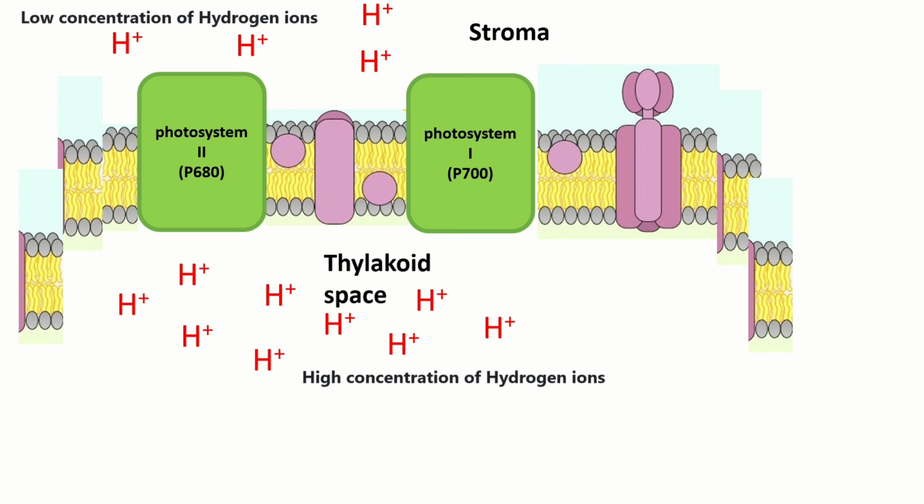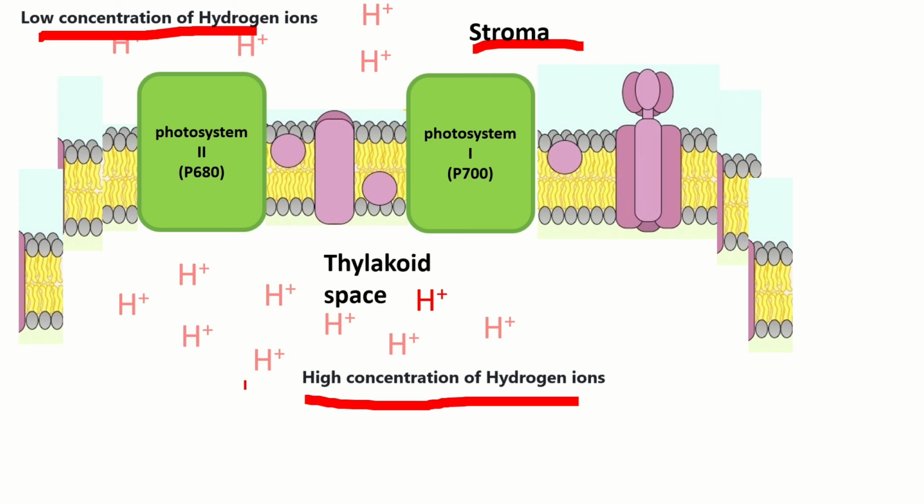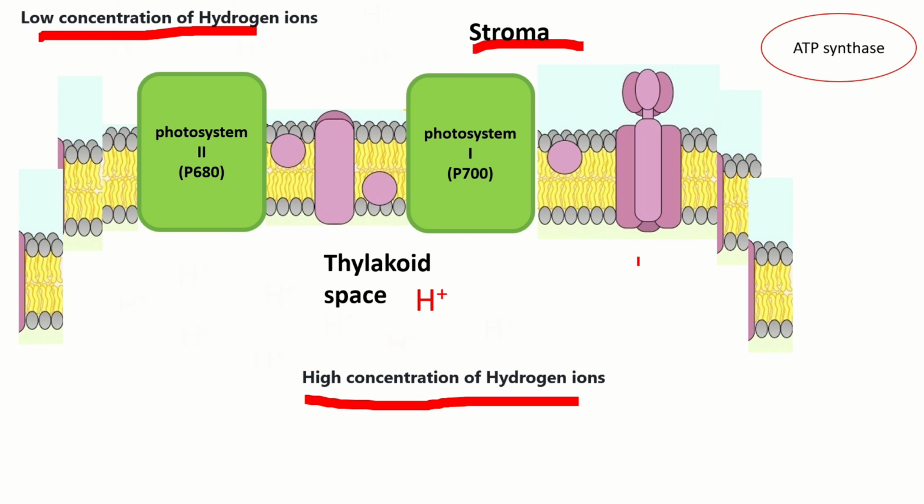Now, as a result, there will be low concentration of hydrogen ions in the stroma, and there will be high concentration of hydrogen ions inside the thylakoid space. So, to achieve the equilibrium, the hydrogen ions inside the thylakoid space are allowed to pass through the ATP synthase. So this is the ATP synthase. Okay, this is where the hydrogen ions will pass through.